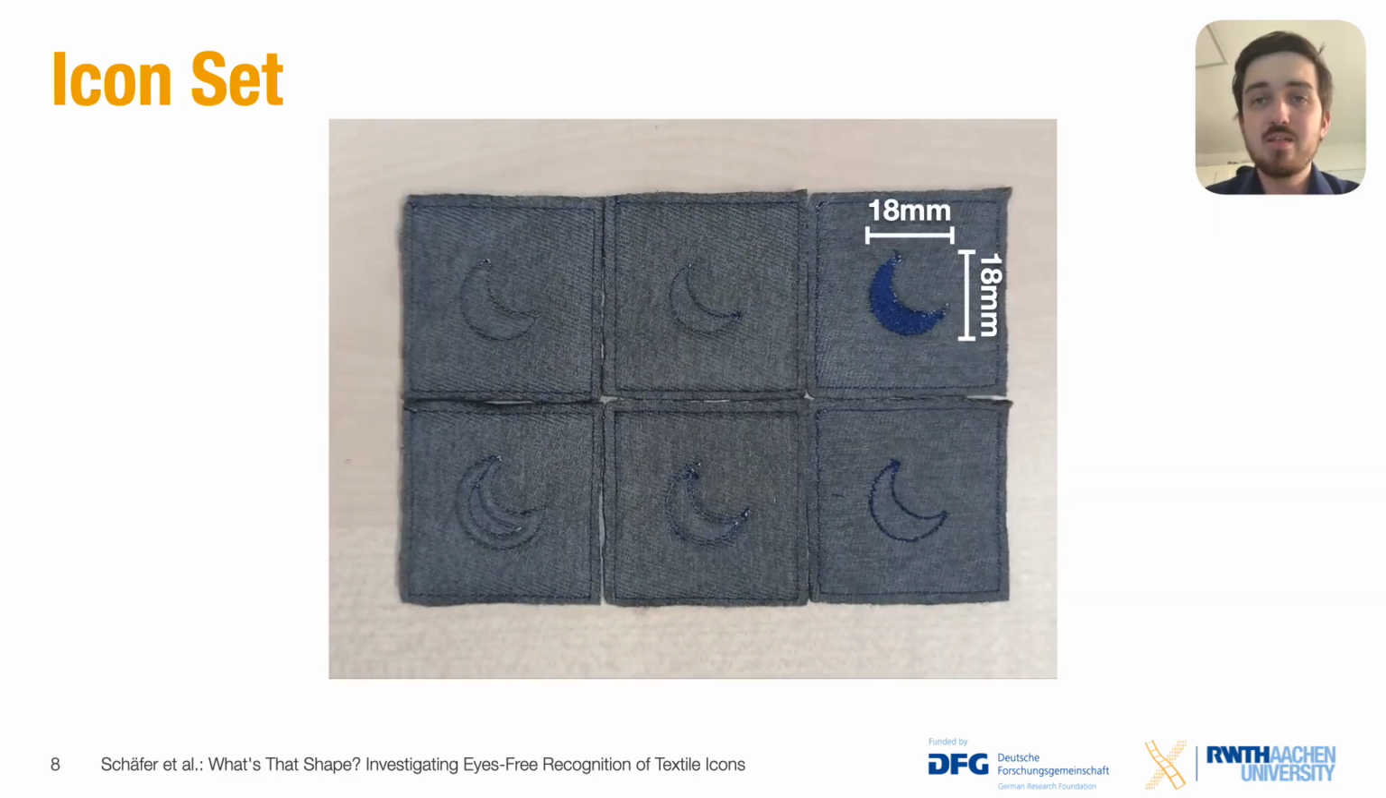All icons were 18 by 18 mm in size, and the height difference for raised and recessed icons was about 1.6 mm. Here you can see the moon shape in all 6 fabrication variants. From left to right, we have raised, recessed, and then flat icons. The upper row shows the icons where the height was applied to the whole shape, while it only affected the outline in the lower row.